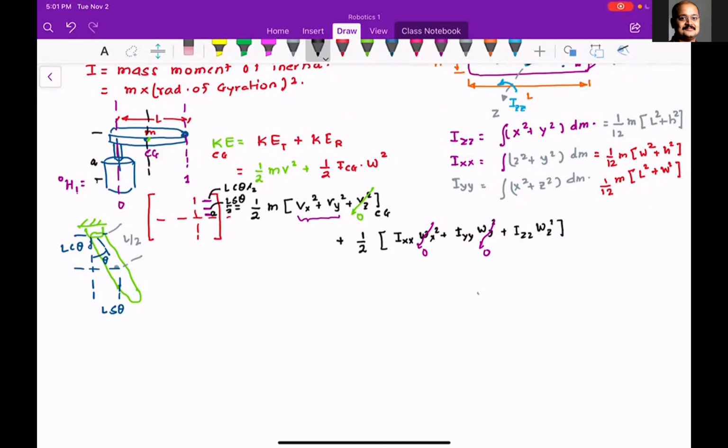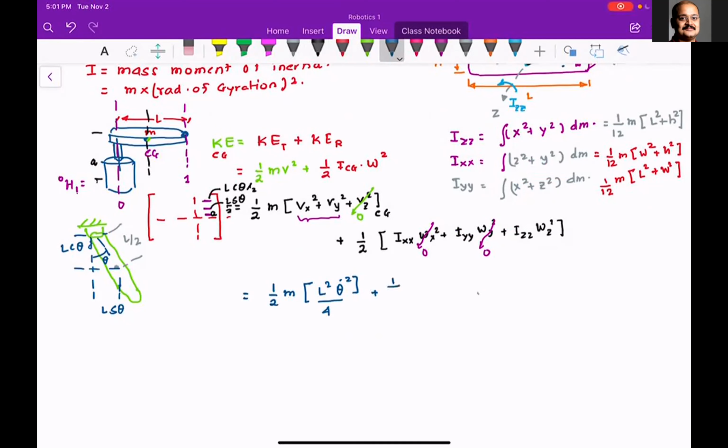We'll get there, but bear with me for a second. So everyone understood what's happening here? I got the first part. The first part is done: 1/2 m L square theta dot square divided by 4. Everyone understood this? However, we are not done with the second part.